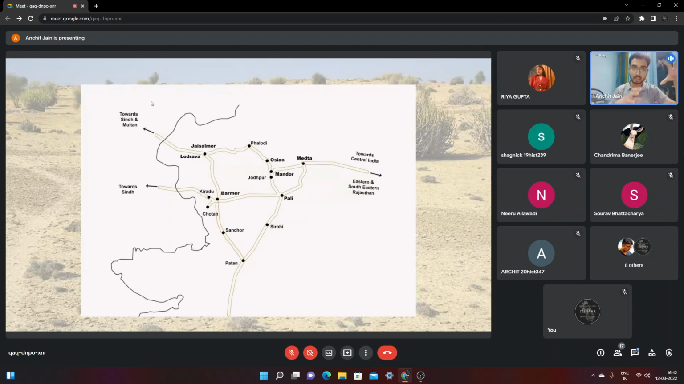So this resulted in an exploration of the trading networks and the trade routes which operated between the regions of Sindh, Multan, Jaisalmer, and Osia, and how this was connected to the other regions of Rajasthan and central India as well as Gujarat.